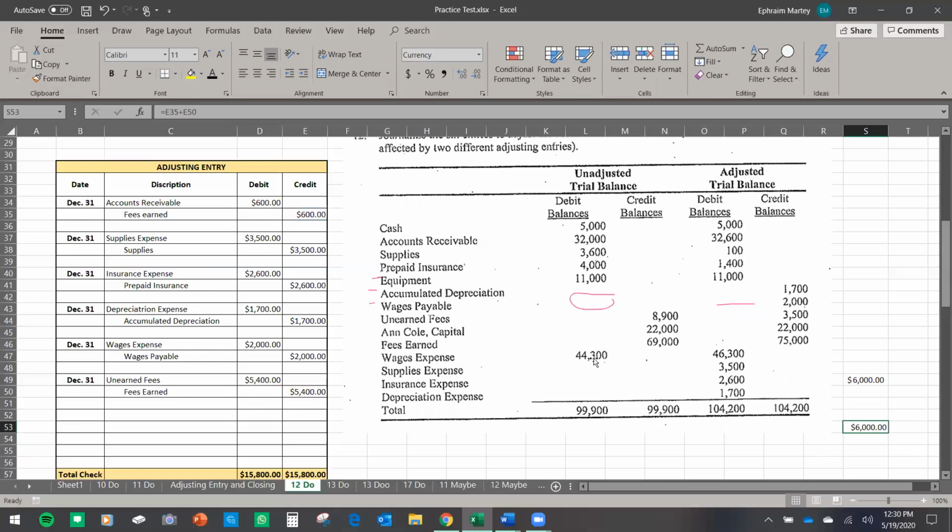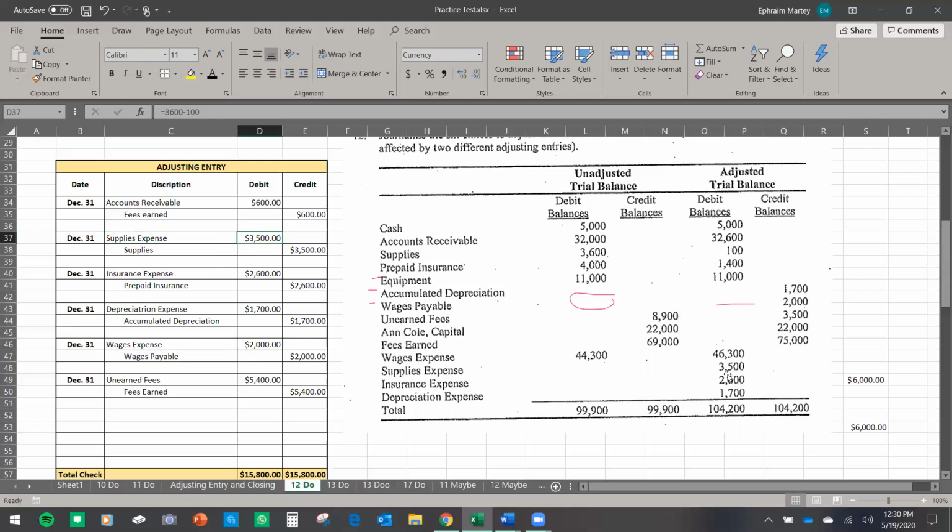So wages expense increased from 44,300 to 46,300. Okay, so we know that's a 2,000 increase, from 44,300 to 46,300, and we have wages expense here as 2,000. So we are already done with that. Okay, we'll go to supplies expense. It increased by 3,500. Let's look at supplies expense. We have the 3,500 here, so you know you did something right.